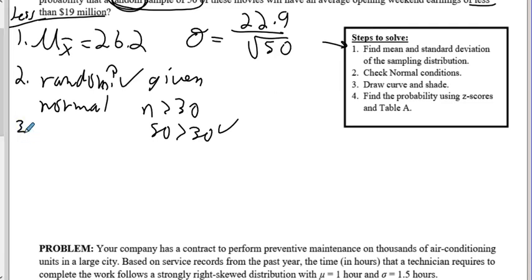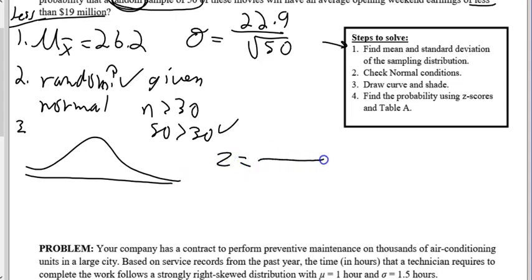Number 3 says draw a curve and shape. Simple enough. Now to do this, we need a z-score. So z is equal to the actual minus the mean divided by standard deviation. Well, we know the mean from number 1, 26.2. We know the standard deviation.